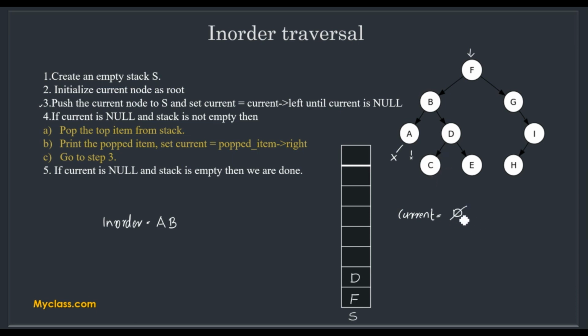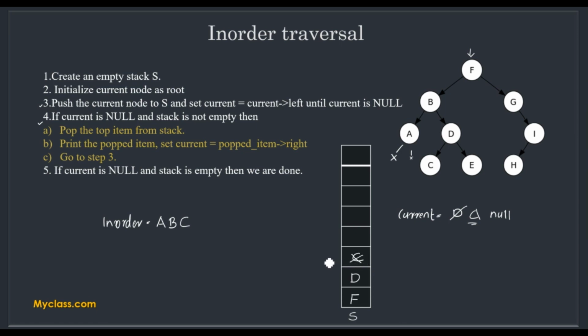Left of D is C, which is now the current node. So we push C into our stack. Now again, left of C. Here left of C equals null. If current is null, we go to our step 4. If current is null and stack is non-empty, then pop the top item. Which one is our top item? C. So we pop and print C here.